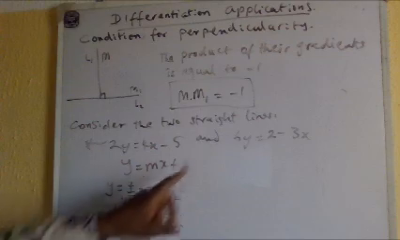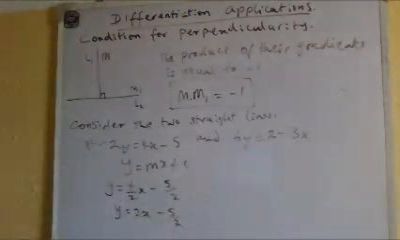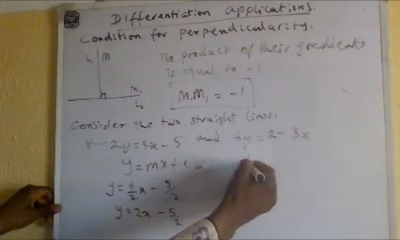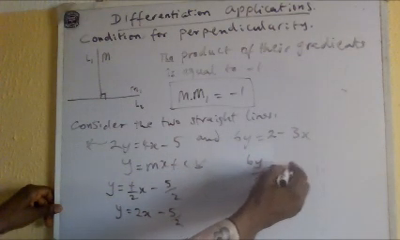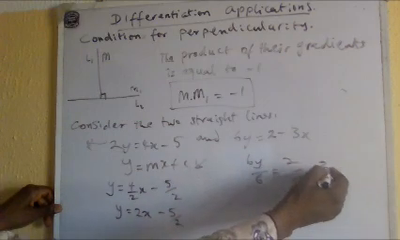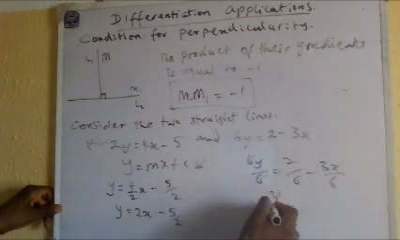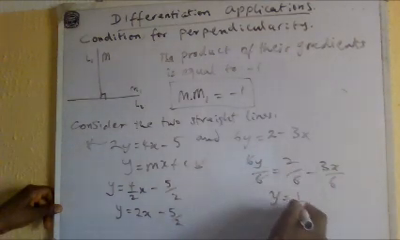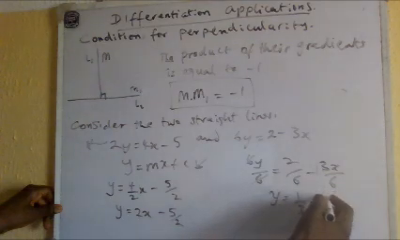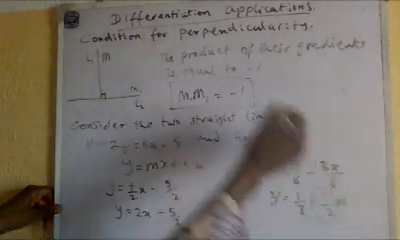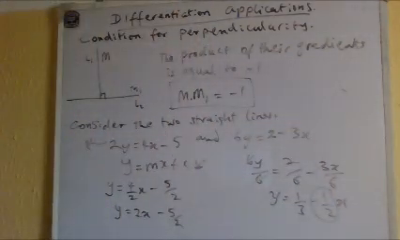Even this one too can be expressed in this form. Look at it. 6y over 6 is equal to 2 over 6 minus 3x over 6. So I cancel this one. y is equal to 1 over 3 minus 1 over 2x. So the gradient for this one is minus 1 over 2.